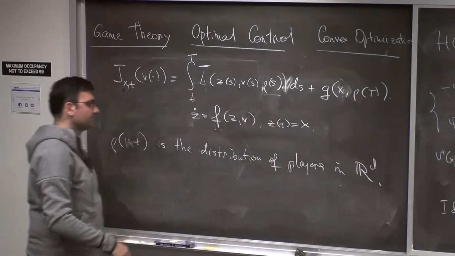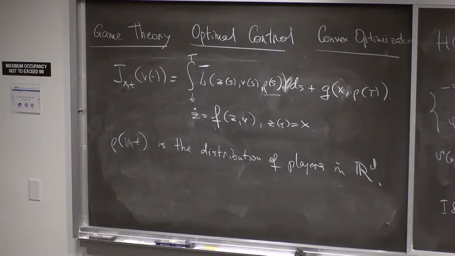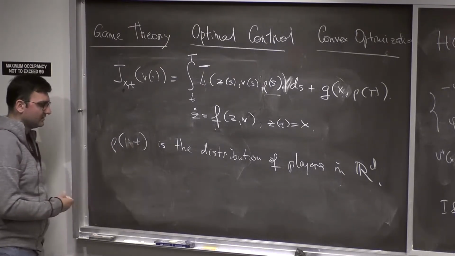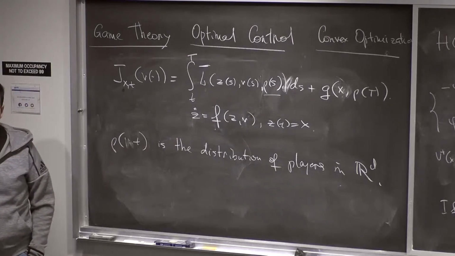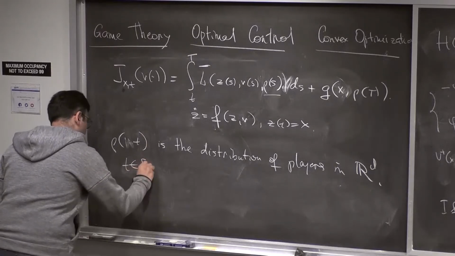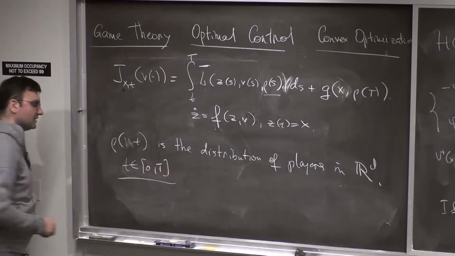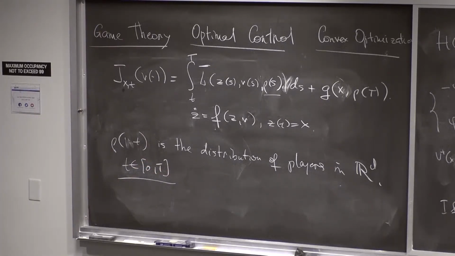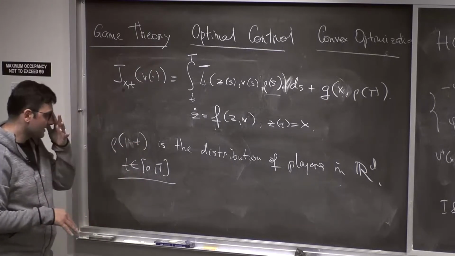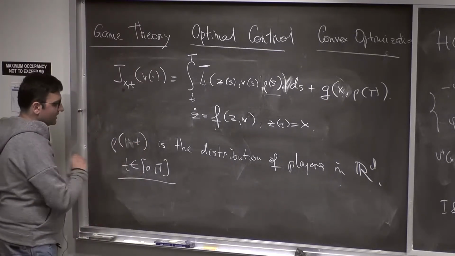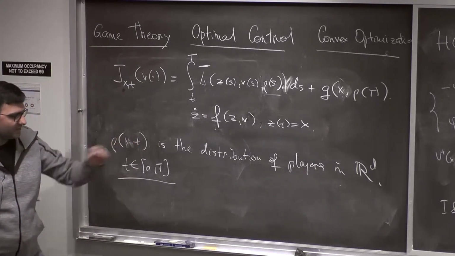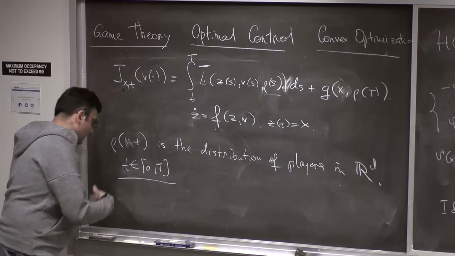in R^d. And let's assume for a moment that I know this distribution of the players for all times t from 0 to capital T. So instead of one agent, now we have a bunch of agents and they're moving around in the space. And let's say for a moment that I know their distribution. Basically, this rho is a probability measure on R^d.